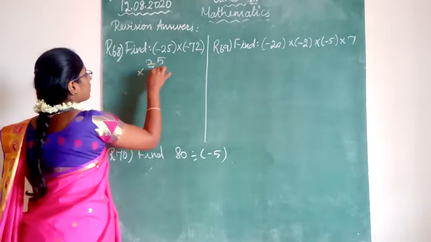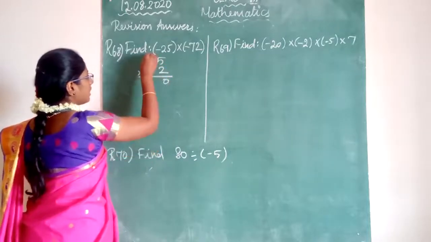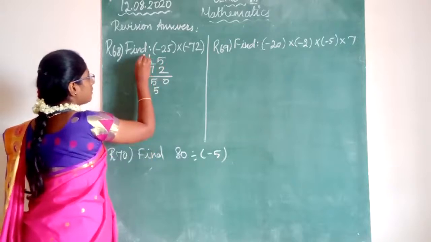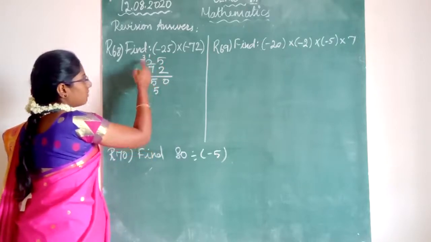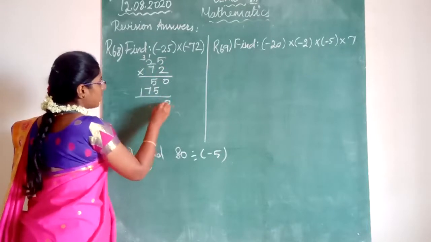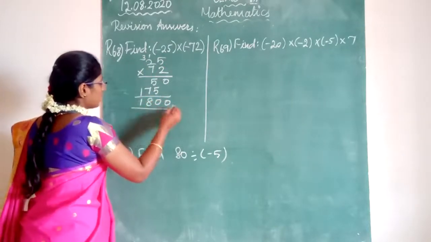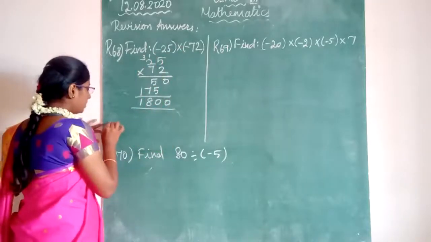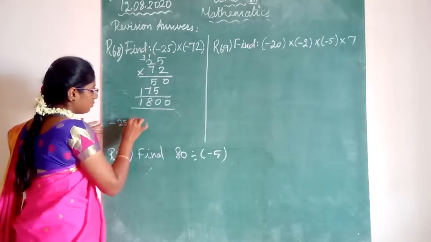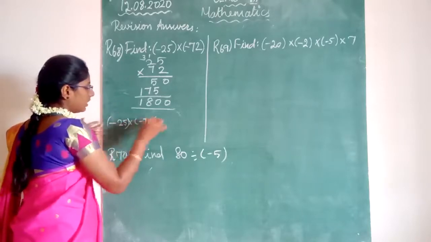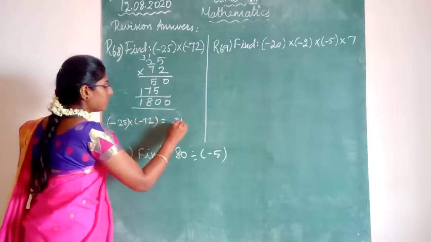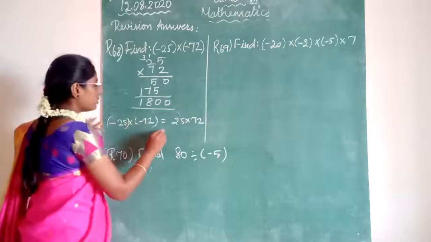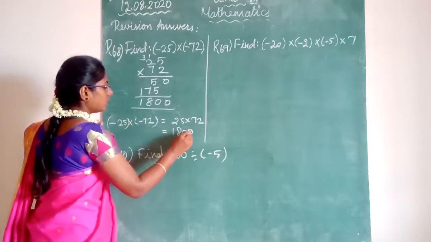Okay, 2 5s are 10, 2 to the 4 plus 1, 5, 7 5s are 35. Okay, 7 2s are 14 plus 3, 17. So the answer is 1800. Okay, but here we have minus into minus. So the answer is nothing but minus 25 into minus 72 equal to plus 25 into 72 only, because minus into minus will become plus. Okay, so the answer is 1800.